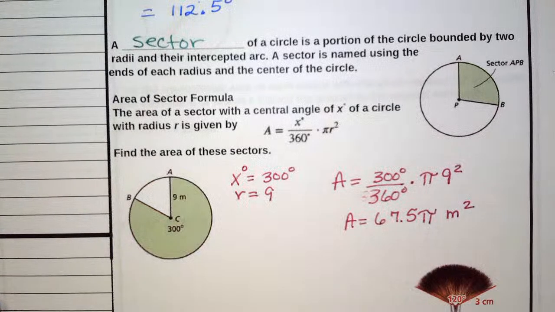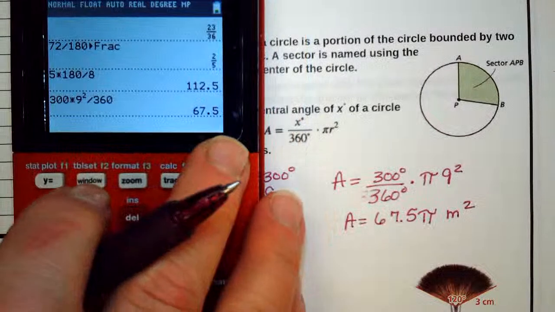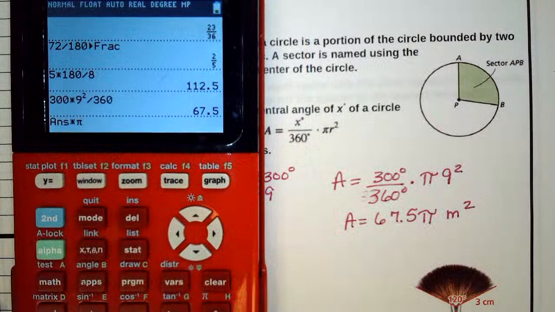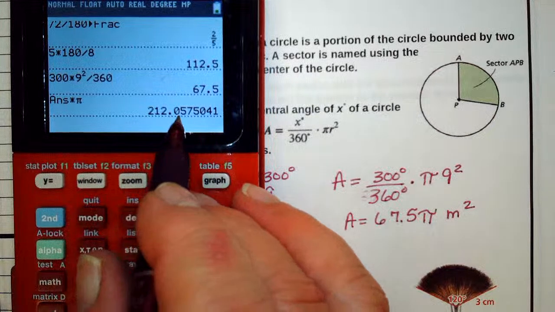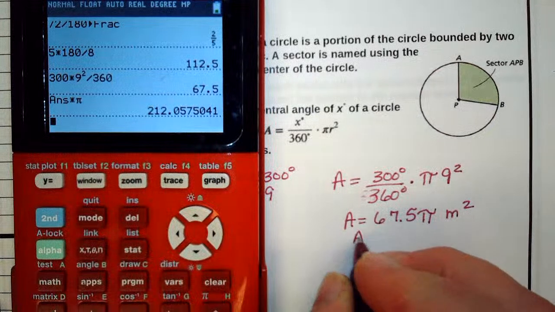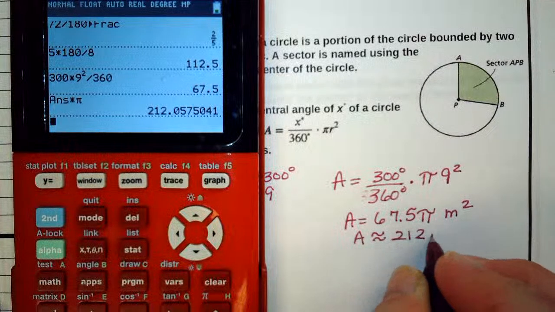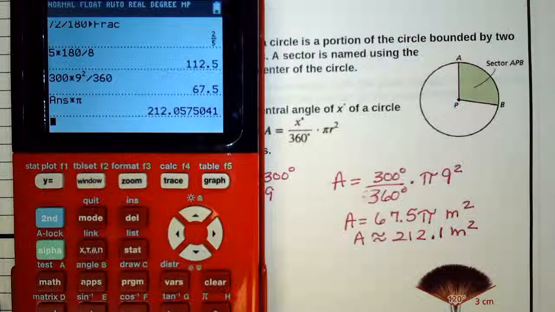What is that approximately? Well, if I take the 67.5 times pi and multiply it together, I end up with 212.05. My area is approximately 212.1 meters squared.